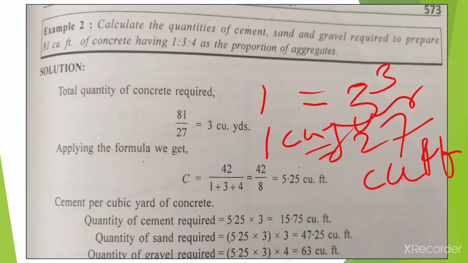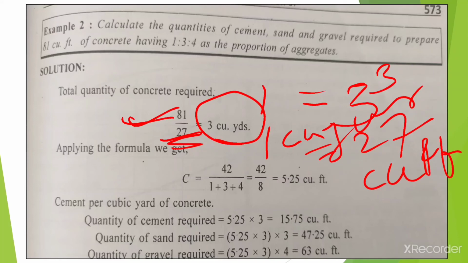It means that we have to convert here 81 cubic feet into yards. We know that 1 cubic yard is equal to 27 cubic feet. So 81 divided by 27 is equal to 3 cubic yards. So 81 cubic feet means 3 cubic yards.